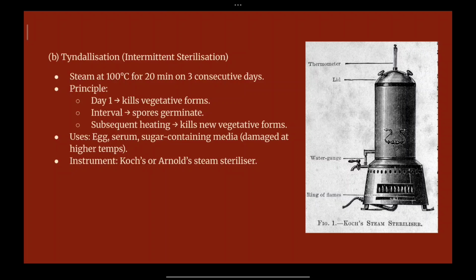It is called intermittent because you are going to create the sterilization field with certain gaps. So how is this tyndallization going to work? Here, the steam is at 100 degrees Celsius for 20 minutes on 3 consecutive days. So the principle here is that on day 1, you're going to apply 100 degrees Celsius for 20 minutes and kill all the vegetative forms of bacteria.